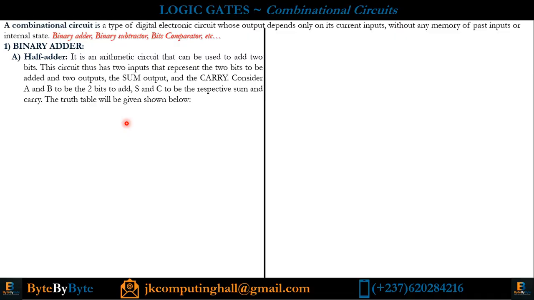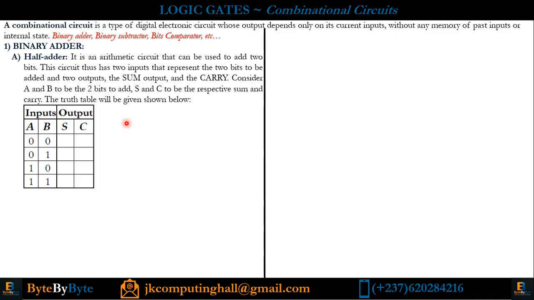So the half adder, as described, is an arithmetic circuit used in adding two bits, and these two bits represent the two inputs, and it also has two outputs. You remember for the past circuits we have been seeing, we only had a single output, but when it comes to combinational circuits, it is true there are some having only one output, but there are also some having more than a single output, and an example we have here is the half adder. This is the truth table we are having.